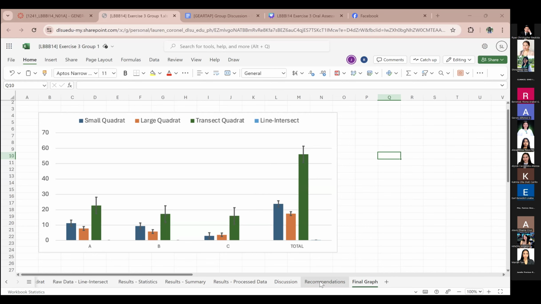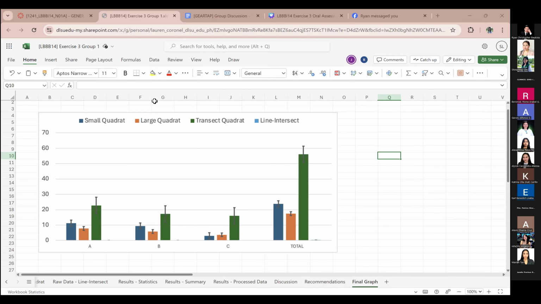Pero sa precision po, yung transect quadrant, yung malaking error. So, what I perceived with that is, it's less precise. So, I'm using the standard error po for the precision. Pero since wala pang true value line, so I cannot fully debunk it po. Sadly. Okay, anything else you'd like to add, group 1?